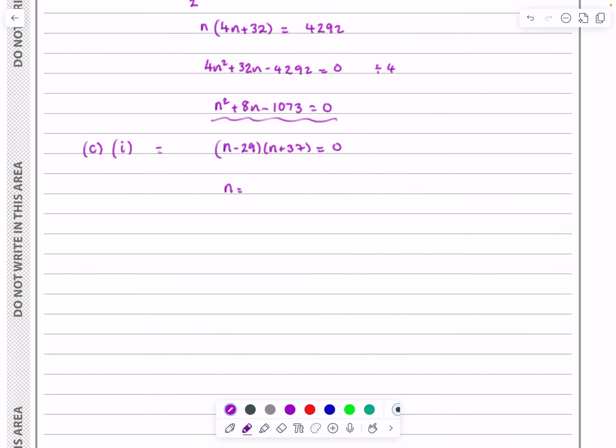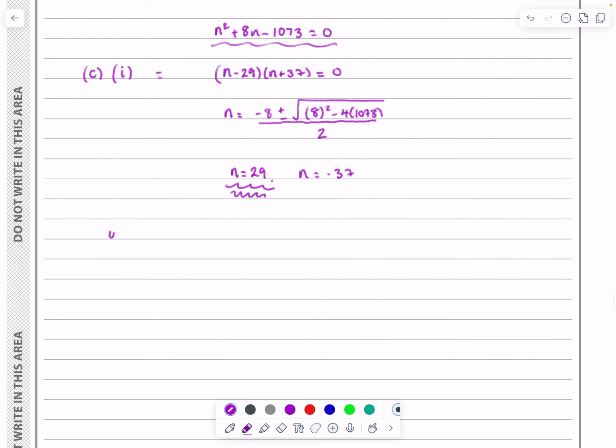n equals minus b, so it's minus 8, plus or minus the square root of b squared minus 4ac, all over 2a. And again, that would give us the same two answers of 29 and minus 37. So we're going to get n equals 29, and n equals minus 37. And because this is the number of rows in the theatre, it can't be the negative one. So the number of rows is n equals 29.